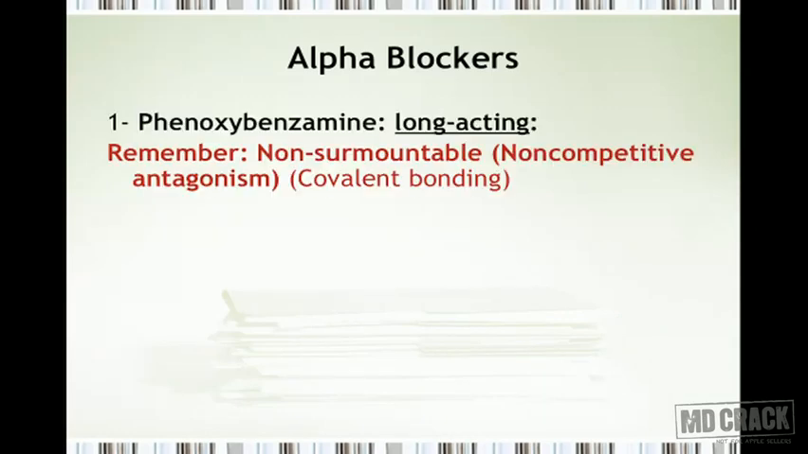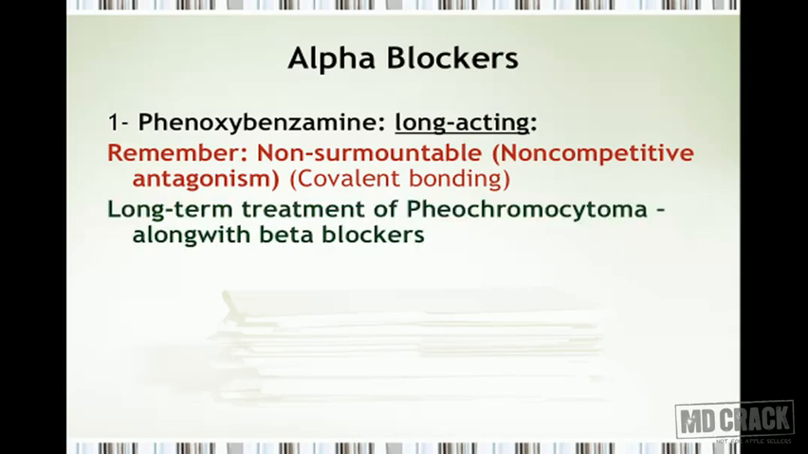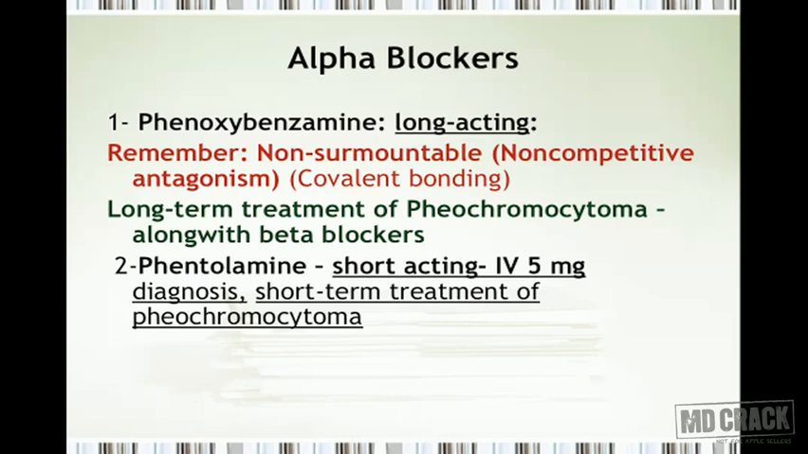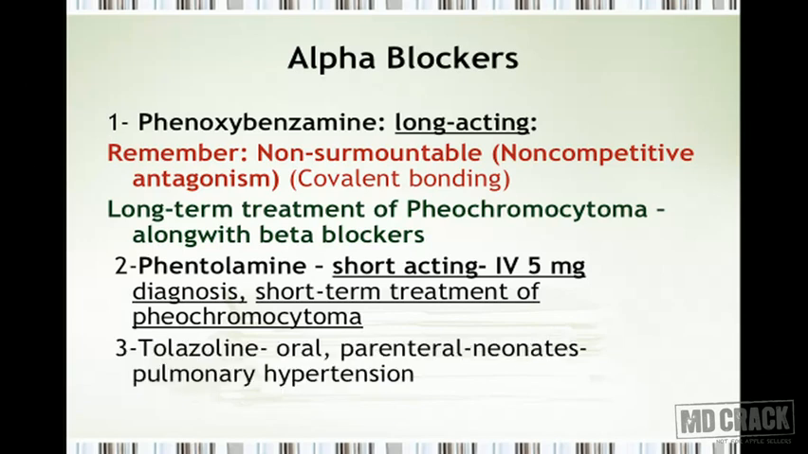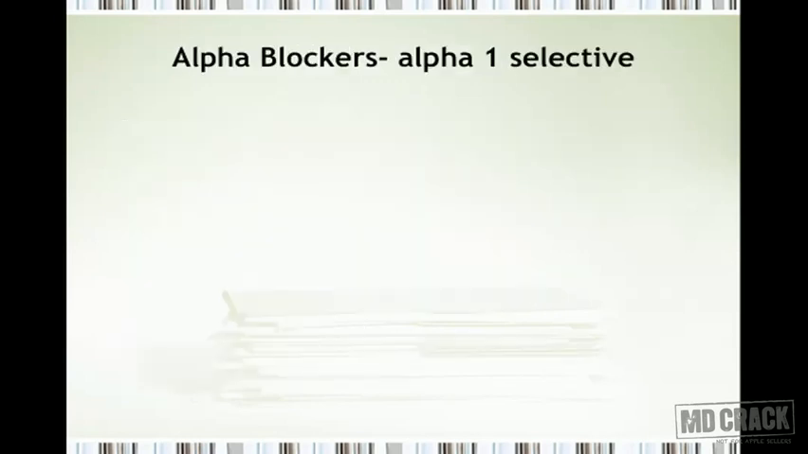Among the alpha blockers, phenoxybenzamine is a long-acting agent, and I told you it produces a non-surmountable antagonism due to covalent binding. It's useful in the long-term treatment of pheochromocytoma. You need to block the alpha receptors first and then start the beta blockers. Phentolamine is a short-acting agent, useful by the intravenous route, at a dose of 5 milligrams for diagnosis of pheochromocytoma, as well as the short-term treatment of pheochromocytoma when you want to deal with an emergency. Tolazoline is useful by oral and parenteral routes in neonates, especially to treat pulmonary hypertension.